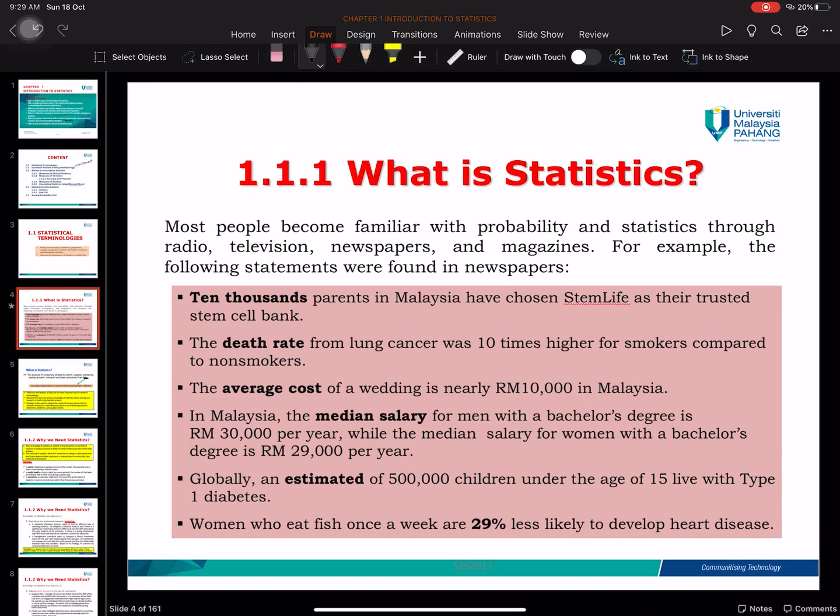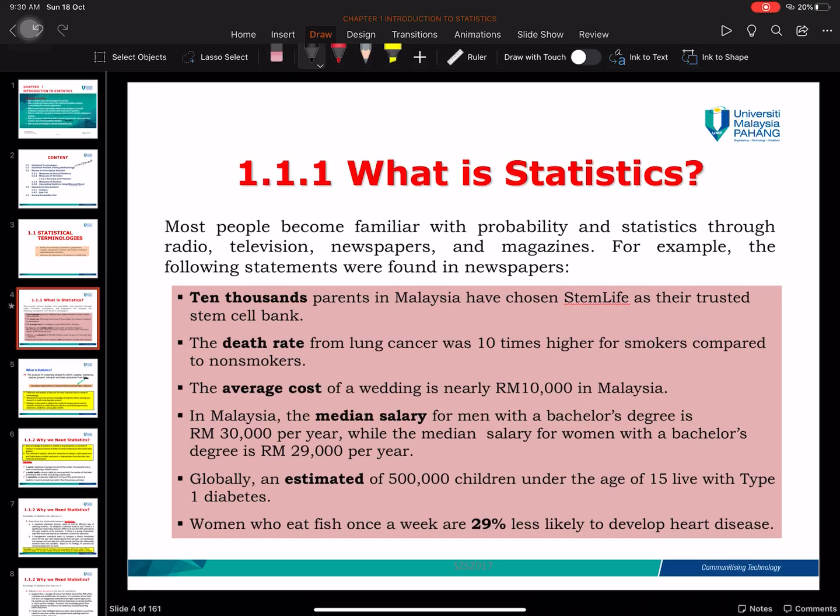I think all of you know what statistic is. Any numerical value that represents something, some issue, is a statistic. For example, 10,000 parents in Malaysia have chosen Stemlife as their trusted stem cell bank. Or let's say that in our class about 50% of the students wear glasses.